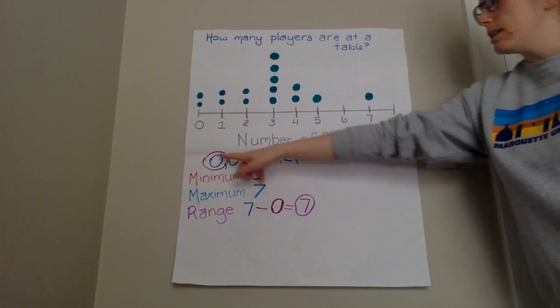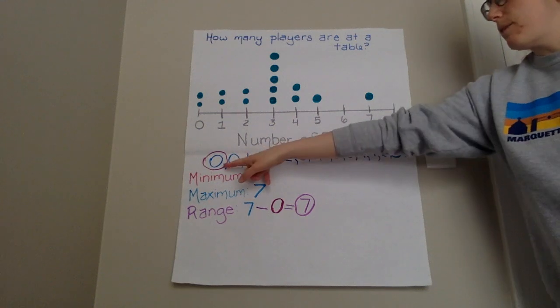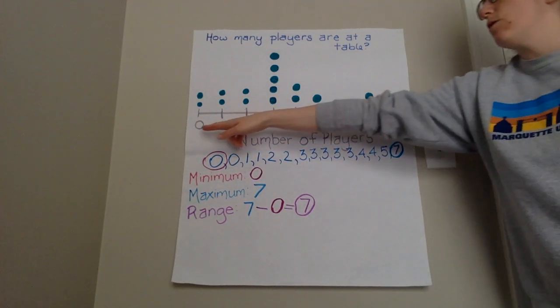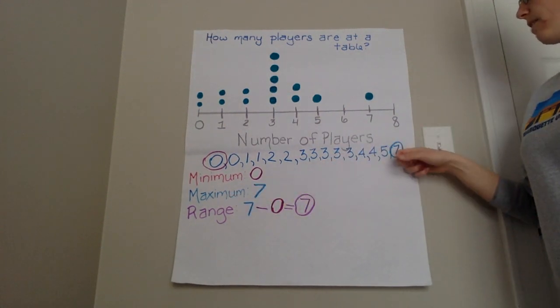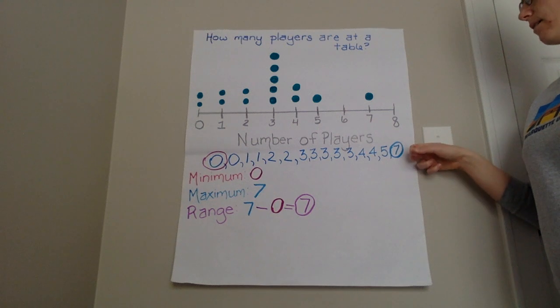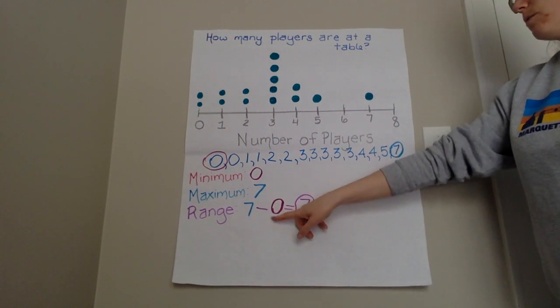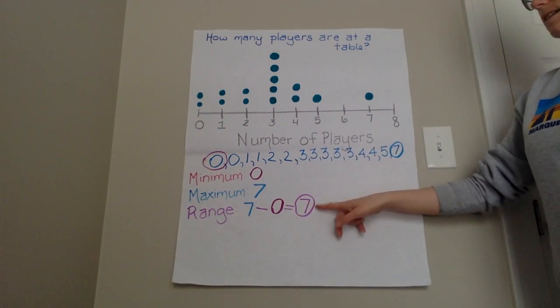My minimum is the smallest number from my data set. Notice my data set was written from smallest to largest because I moved from left to right. My maximum is my greatest number in my data set, the 7. And my range is my maximum minus my minimum, and the answer to that is my range.